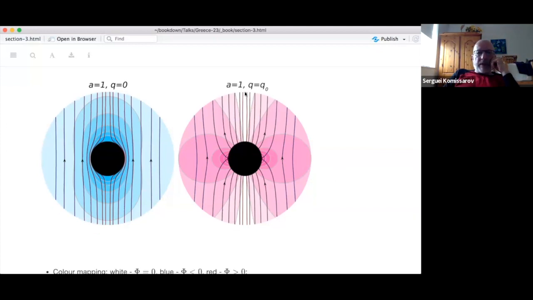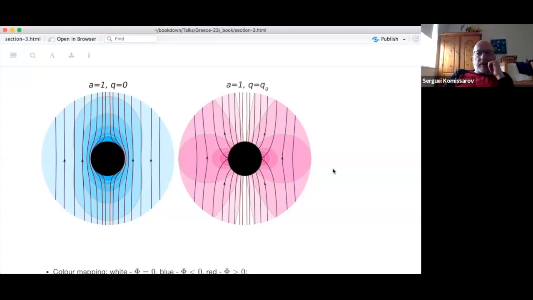Now, if you look at the axis of rotation, you will see that the color is everywhere white, and it means the potential here is 0, the same as at infinity. So this is exactly what Wald calculated along the symmetry axis, but it's not the same everywhere else. He argued that everywhere else the potential will be 0, but it's not.